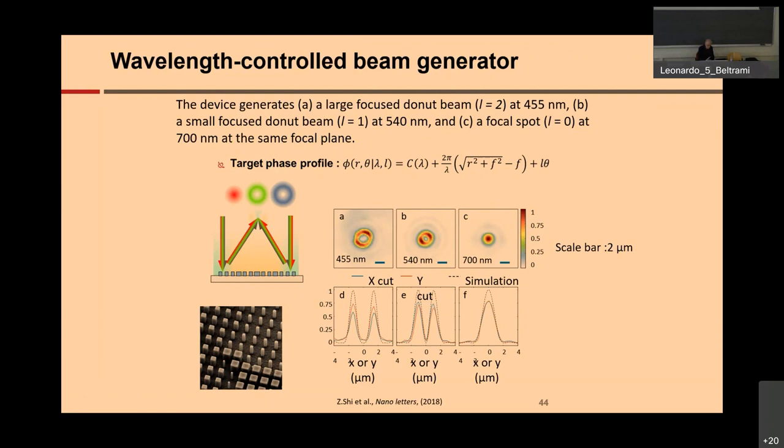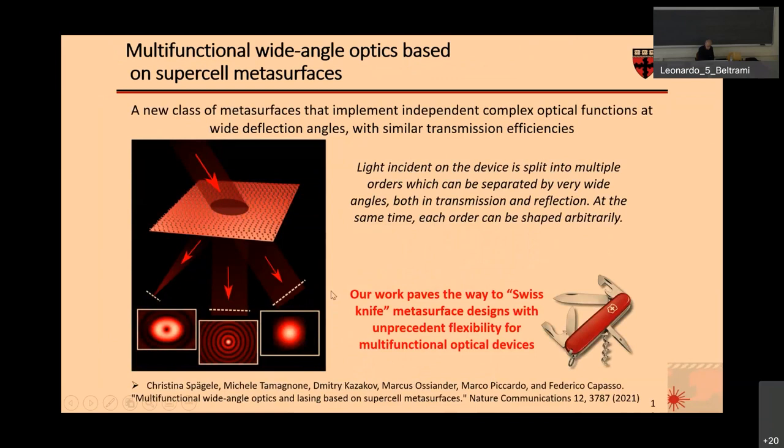So this is a simple, but I think a pretty powerful example of what we mean by multifunctionality. This is one of the most recent works from my group, led by Cristina Spegele, one of the very brilliant students, Michele Tamagnone, who works for the Italian Institute of Technology in Genova, and I have two former group members, Antonio Ambrosio, who works here in Milano, and also Marco Piccardo, who works here in Milano. So the idea was to create a so-called supercell metasurface.